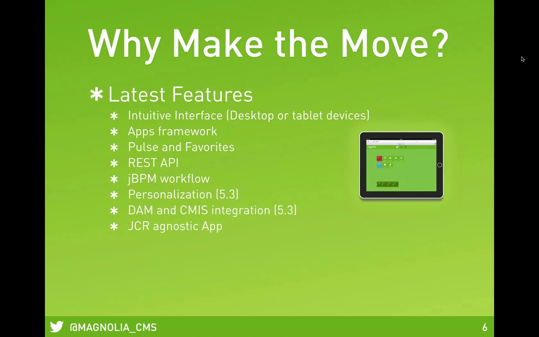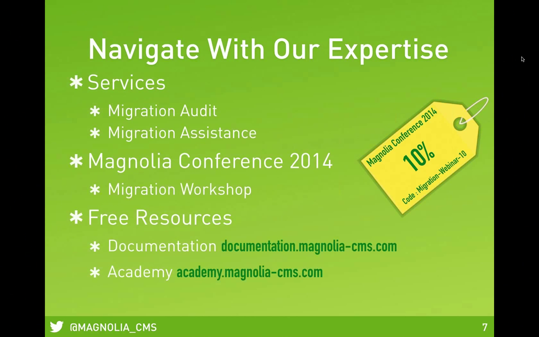OpenWFE has been replaced by jBPM. It's an opportunity to take advantage of a powerful workflow engine. New features are coming with Magnolia 5.3. Personalization: you could create personalized content, provide variants of pages for specific segments. New features in the DAM. So two things. You could integrate assets easily from other systems like SharePoint, Dropbox, or Flickr into Magnolia, and also expose content from the DAM to external systems. The last point, JCR agnostic content apps. You could integrate and manage external content from various data sources in a content app.